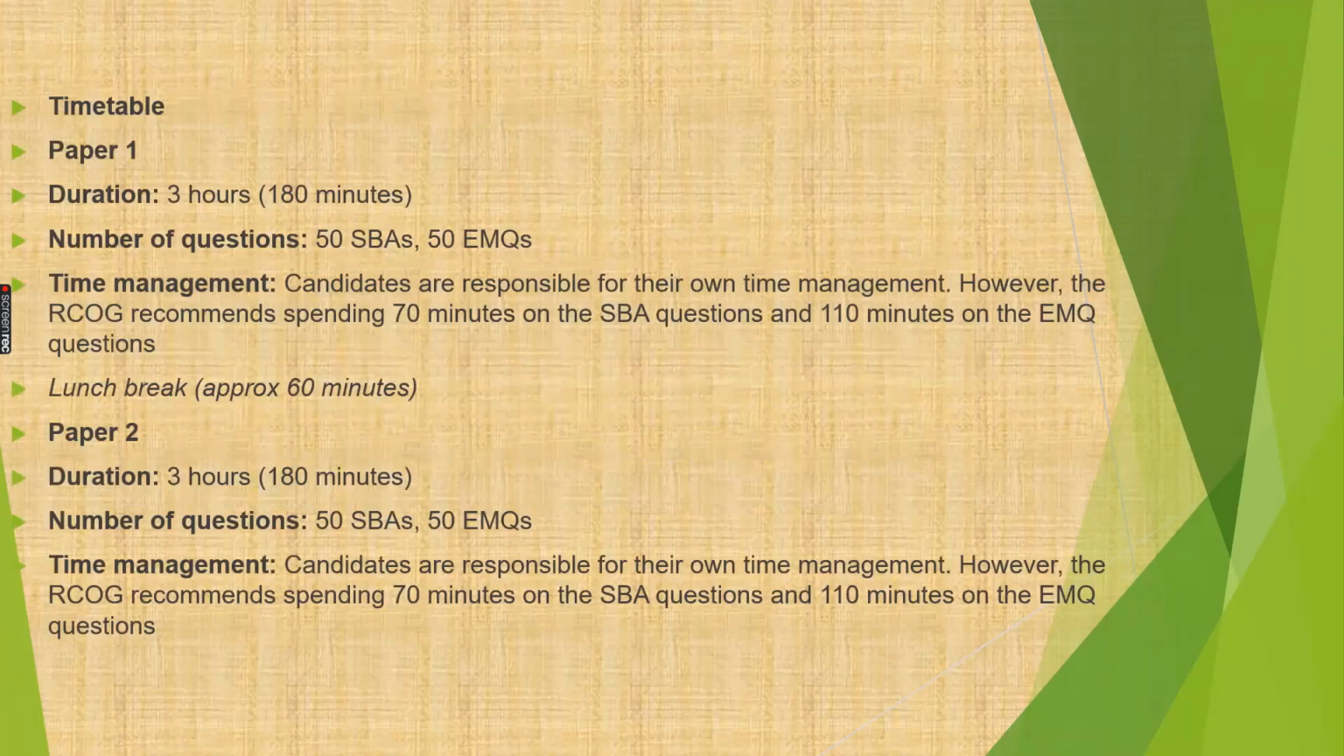So the timetable is as such. You have paper 1 and paper 2. Paper 1 is of 3 hours duration, 180 minutes, and the number of questions would be 50 SBAs and 50 EMQs. The RCOG generally recommends candidates to spend 70 minutes on the SBA questions and 110 minutes on the EMQ questions. There'll be an approximate lunch break of 60 minutes, and then you'll have the second paper with a similar pattern.